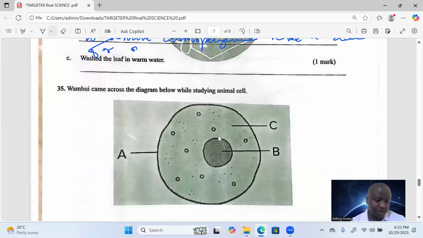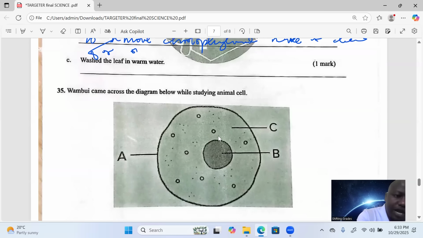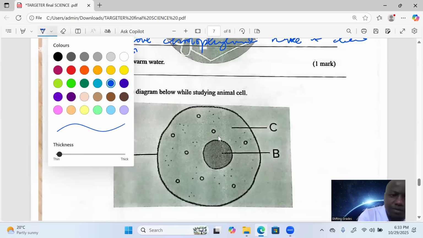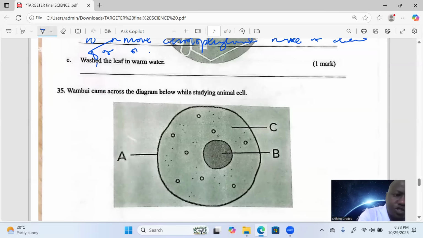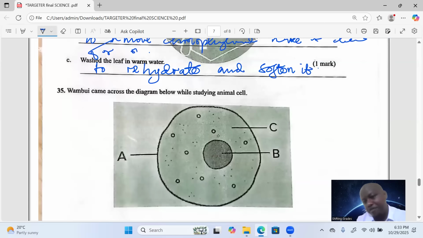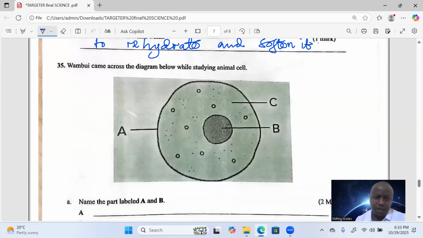Then washed the leaf. This is to rehydrate and soften it.